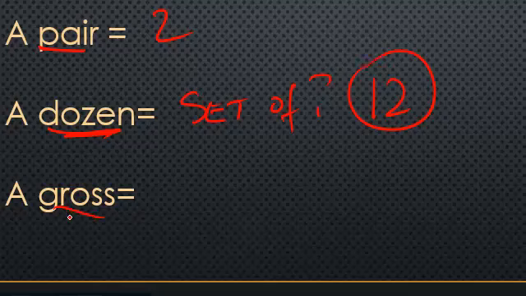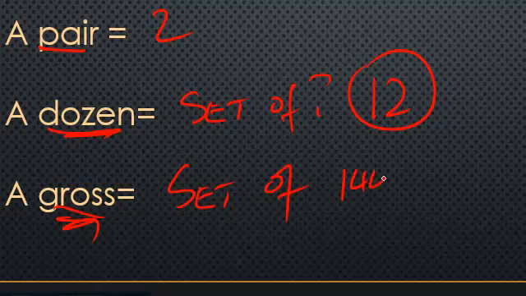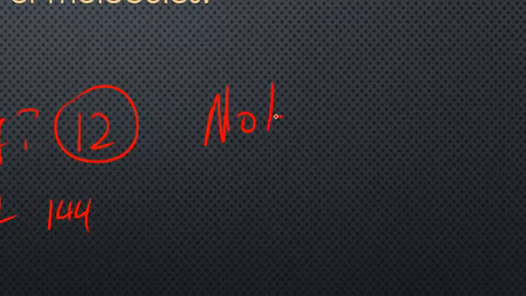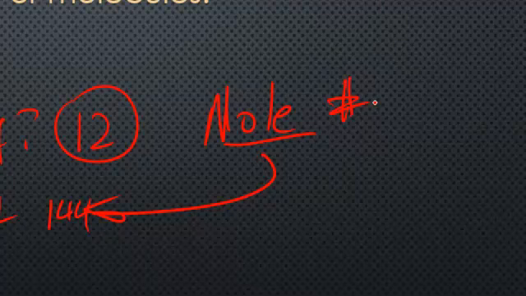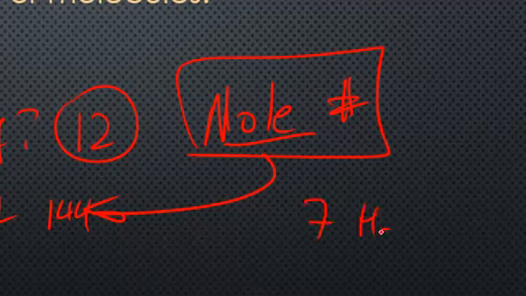Now, most people don't know this, it's an old term. Elementary school teachers still use it because they order pencils by this quantity. A gross is a set of 144. Now, the mole is just like that. It's a set number. And so whenever you see things like 7 H2O, that means we have 7 moles of water.